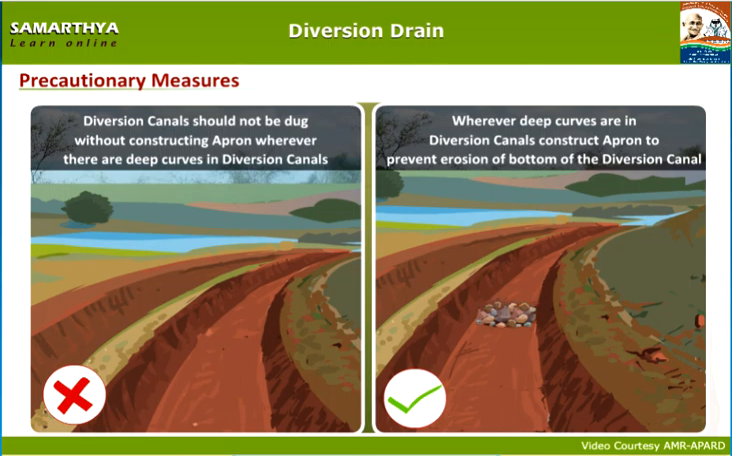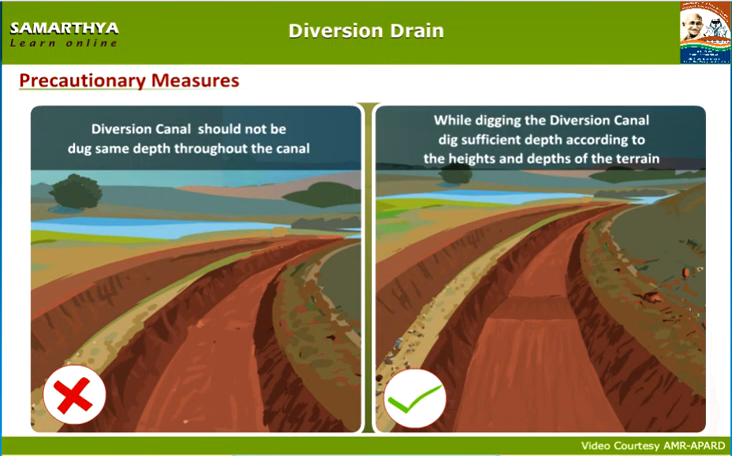Diversion canal should not be dug with the same depth throughout the canal. Reason: if dug the same depth throughout the canal, then water will not flow but stagnate. While digging the diversion canal, dig sufficient depth according to the heights and depths of the terrain.